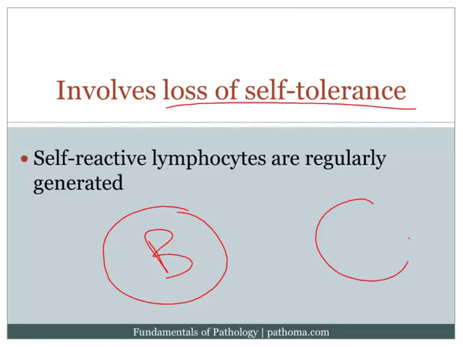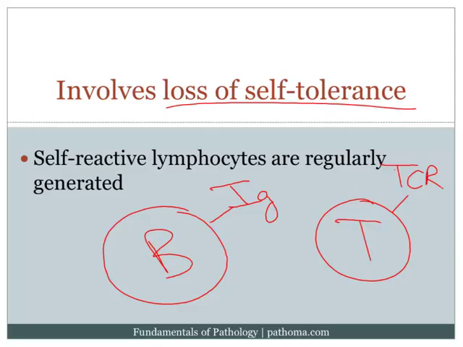So we have B cells and we have T cells. And of course the B cells, they recognize antigen via immunoglobulin. And the T cells, they recognize antigen via the T cell receptor. Now we produce a broad spectrum of T cell receptors and immunoglobulin because we have to deal with a broad spectrum of antigens that could come in from the outside world.